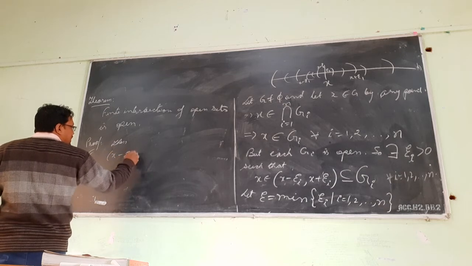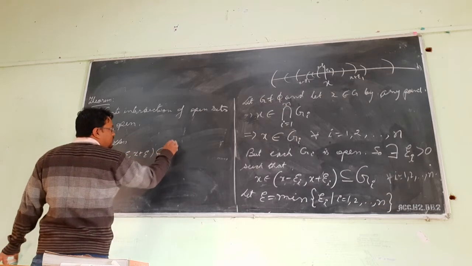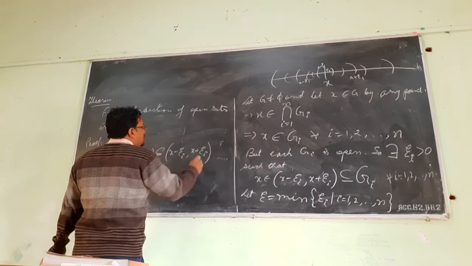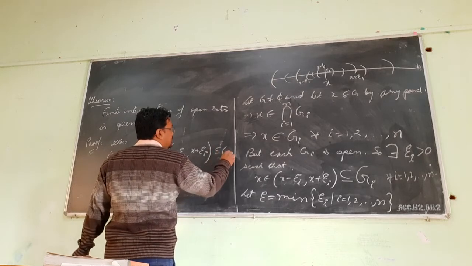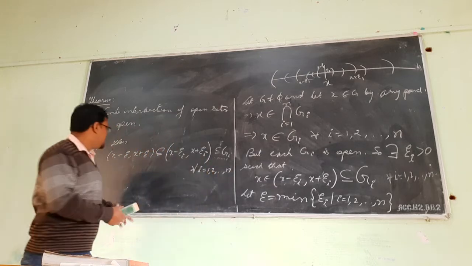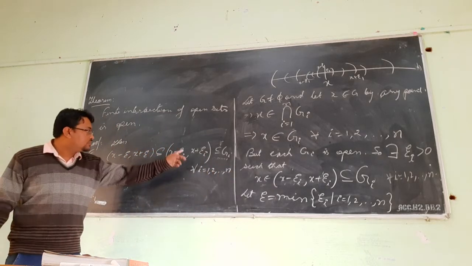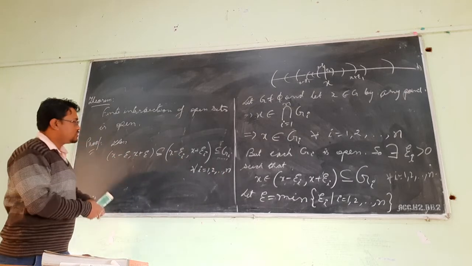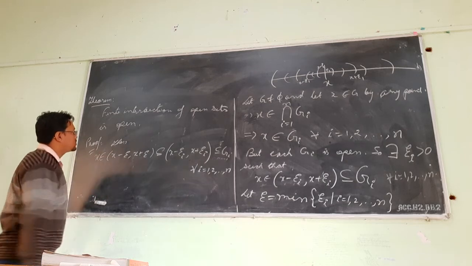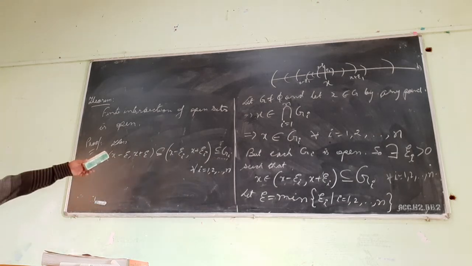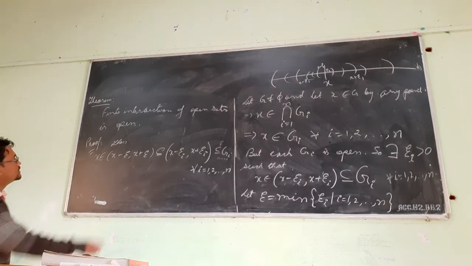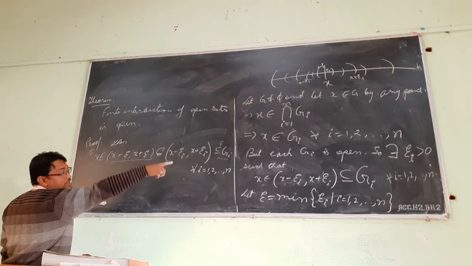X minus epsilon to X plus epsilon. This is always a subset of X minus epsilon I to X plus epsilon I, which is a subset of Gi for all I equal to 1 to n. Means this interval is a subset of this one for all I, because we have taken the smallest radius. X belongs to this, and this is a subset of this, and this is again a subset of that, for all I. So this is a set which is a subset of every Gi.